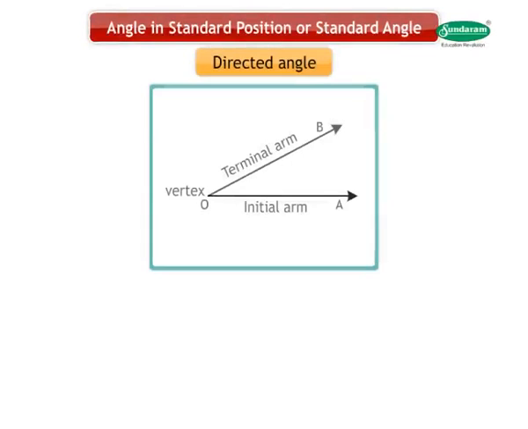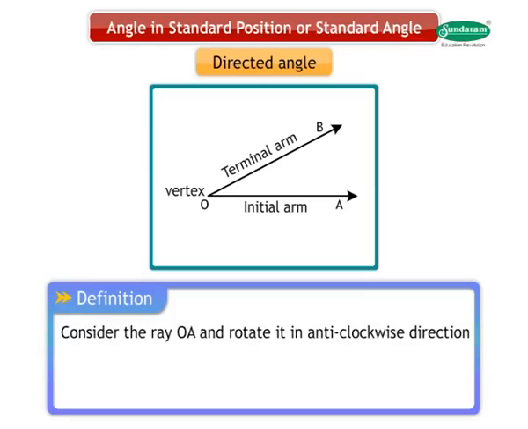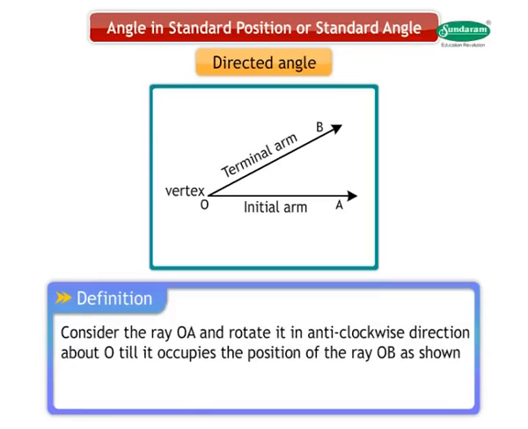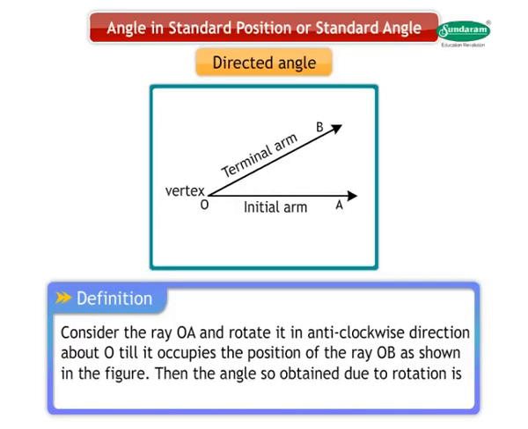Let's move to angle in standard position or standard angle. Directed angle. Consider the ray OA and rotate it in anti-clockwise direction about O till it occupies the position of the ray OB as shown in the figure. Then the angle so obtained due to rotation is called directed angle AOB. It is denoted in this way.